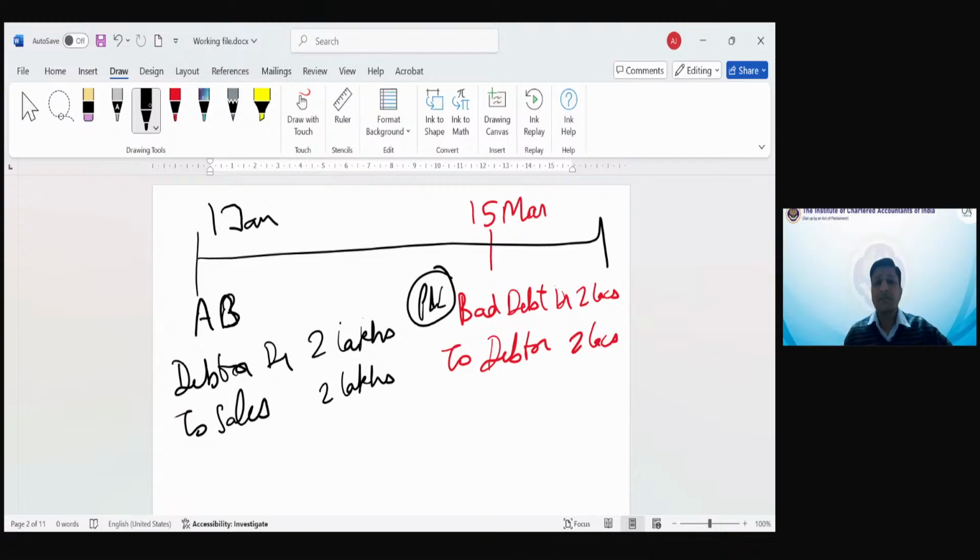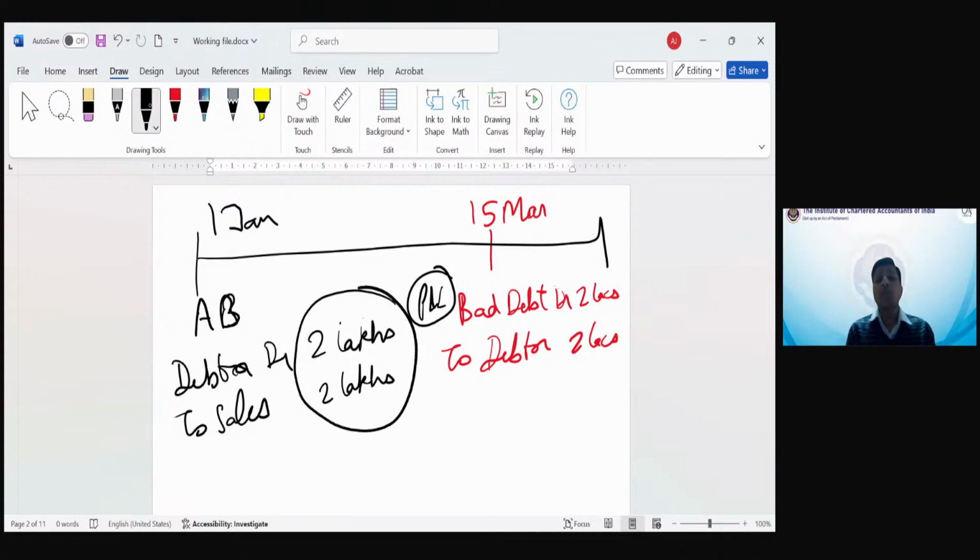Clear on this? Everyone clear on this? Yeah. Now in this particular example, please remember that on the date when the sale has taken place, revenue recognition criteria was fully complete. So it was met. Why? Because there was absolutely no doubt as regards the recoverability of this 2 lakhs.